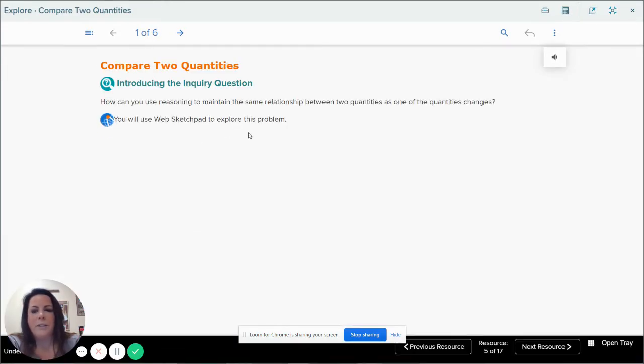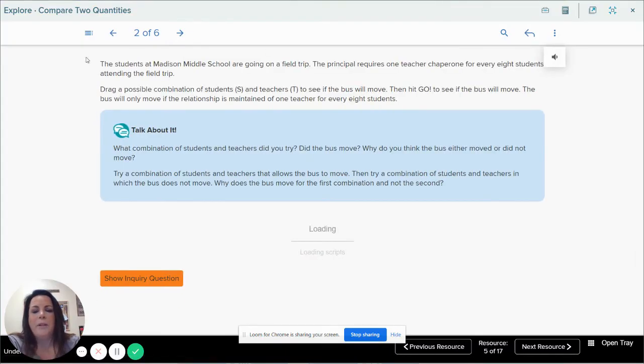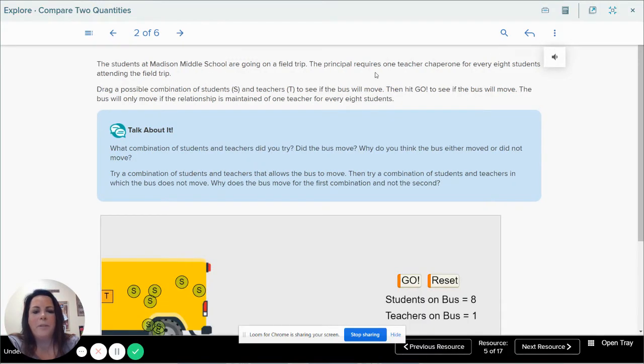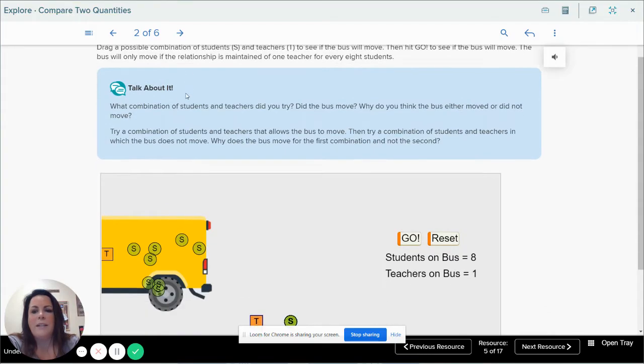The big question that we are going to be exploring today is how can you use reasoning to maintain the same relationship between two quantities as one of the quantities changes? Basically, that means we're setting up equivalent ratios. We're given a situation. The students at Madison Middle School are going on a field trip. The principal requires one teacher chaperone for every 8 students attending the field trip.